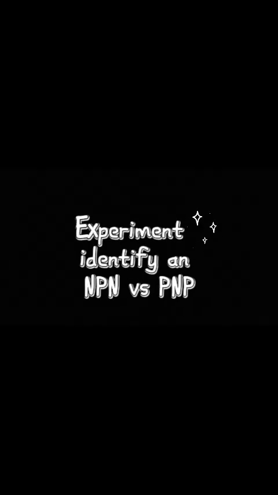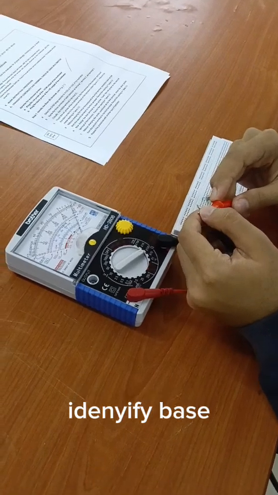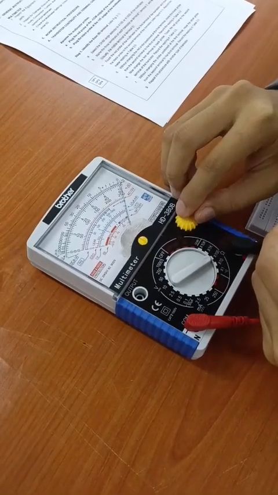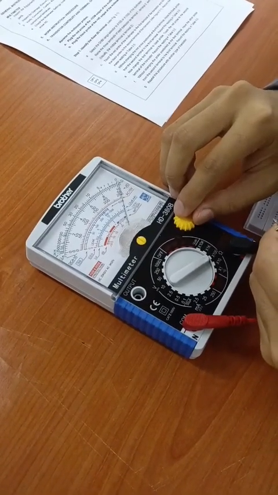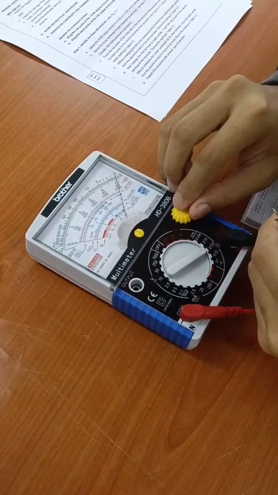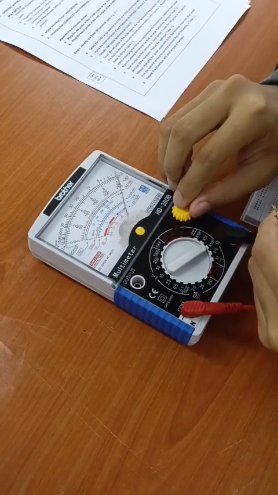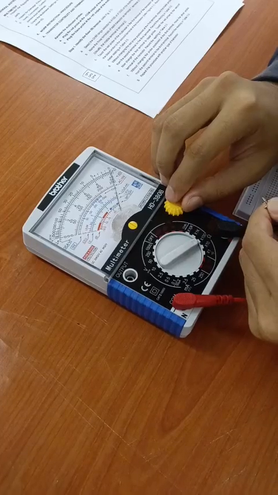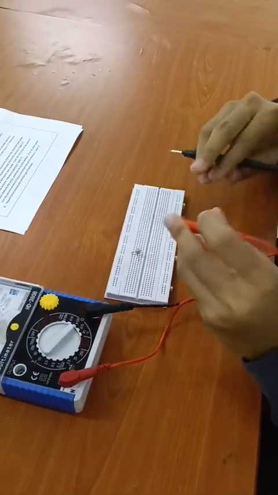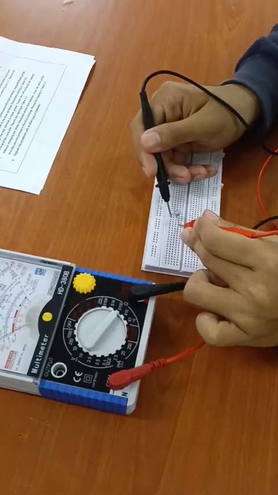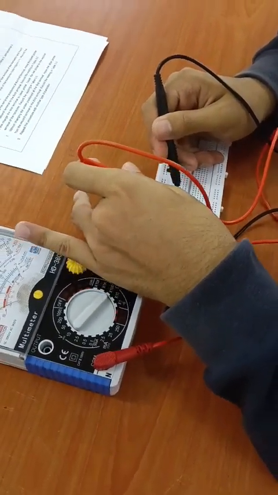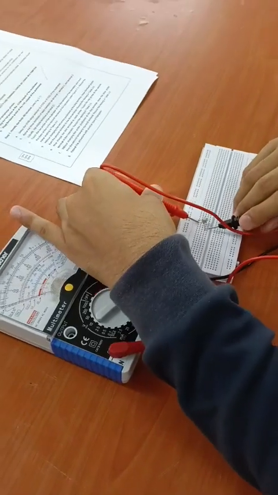Okay, now we do the experiment, identify an NPN and PNP. First, identify the base. We do 0 ohm adjustment, divide by 100, until the scale is at 0. Next, we put the red probe and black probe to the transistor until we find the base.